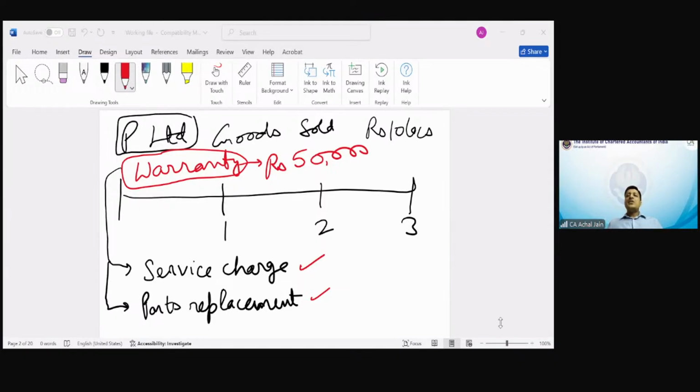Ron says obligation of warranty arises as soon as the sale is undertaken. Yes, that's correct. Okay, so Nidhi is clear on this. All right, so now moving further.